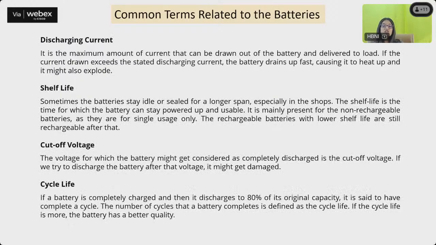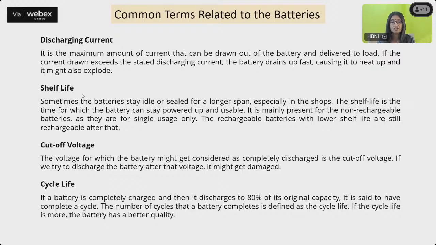Then you have something known as the discharging current. It is the maximum amount of current that can be drawn out of the battery and delivered to a load. If the current drawn exceeds this current, what is going to happen? The battery is going to drain very fast, and since it drains very fast, it will heat up, and if it heats up, it might also explode. So that is why you have to keep a very sharp tab on the discharging current.